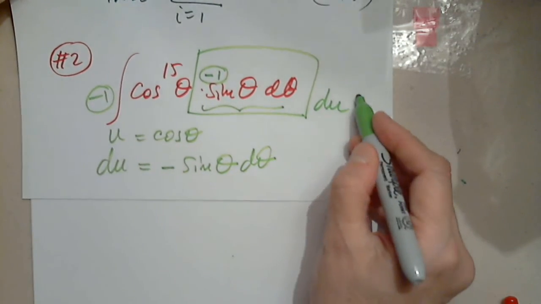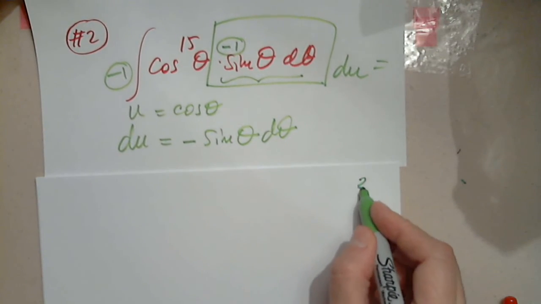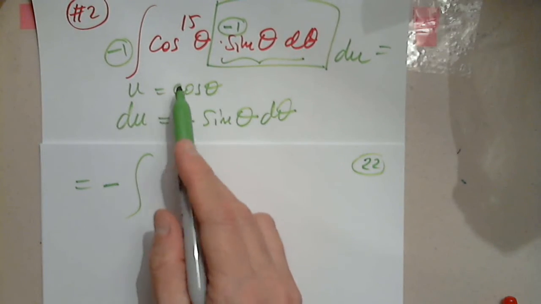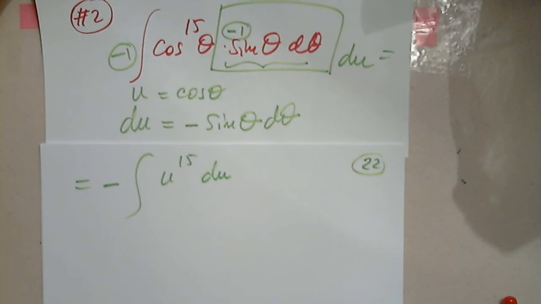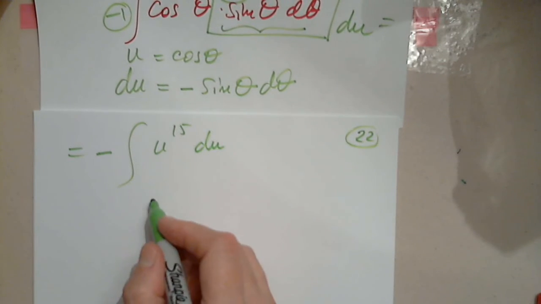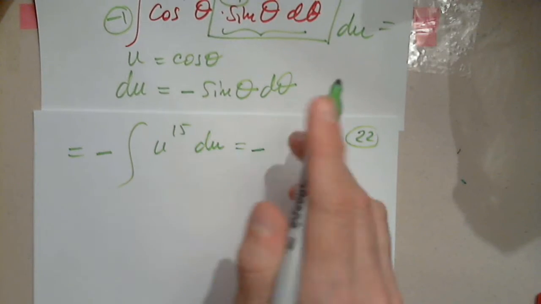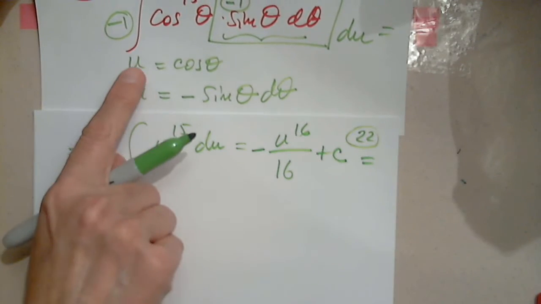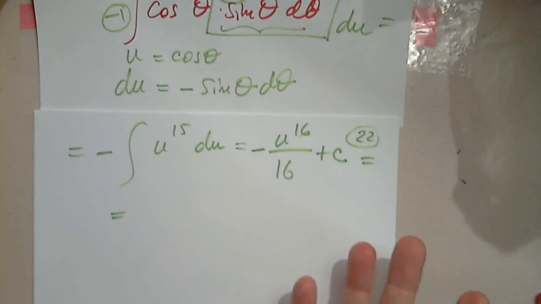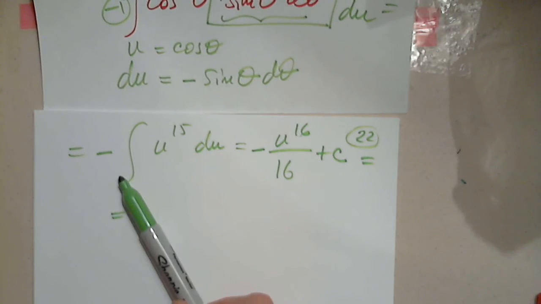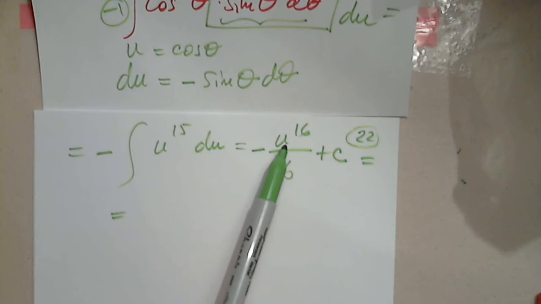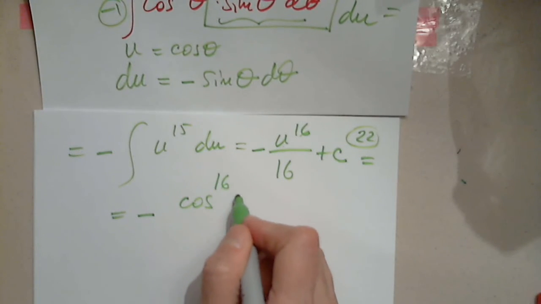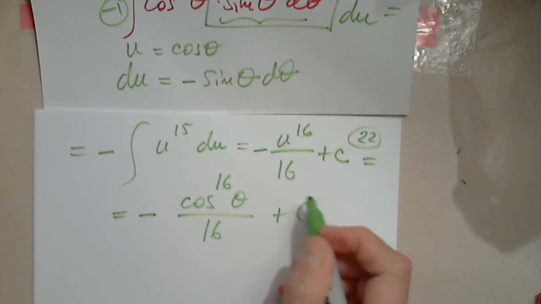It has a minus in front, so what? There is no problem when I have to make up just a constant. That's really a factor, of course. So this is negative u to the 15th du. Nice. We increase the power by 1 and we divide by that same number, plus a constant c because this is an indefinite integral. We're asked to find the most general antiderivative. But because it's an indefinite integral, I have to go back and replace u by cosine theta. So minus cosine to the 16th theta over 16 plus a constant c.